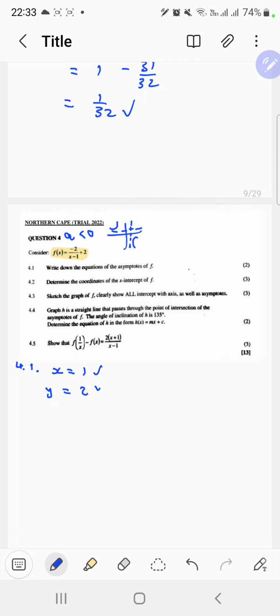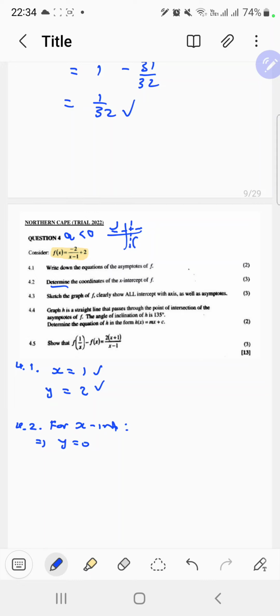Okay, you get your 2 marks, 1 mark for each. So 4.2 says determine the coordinates of the x-intercept. So you know that for x-intercept, what happens? It implies that y is equal to 0.